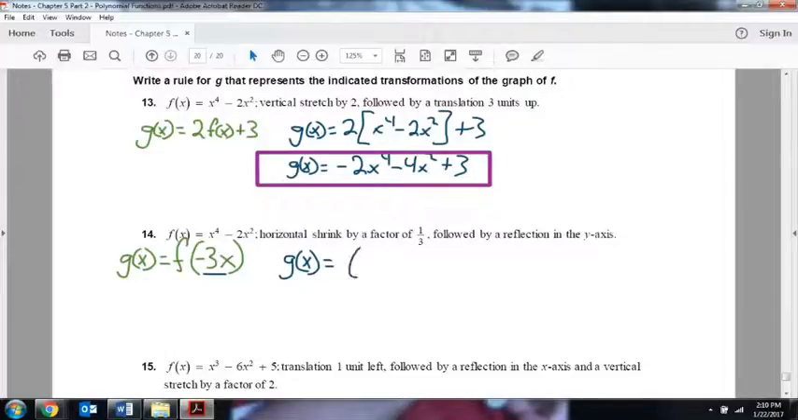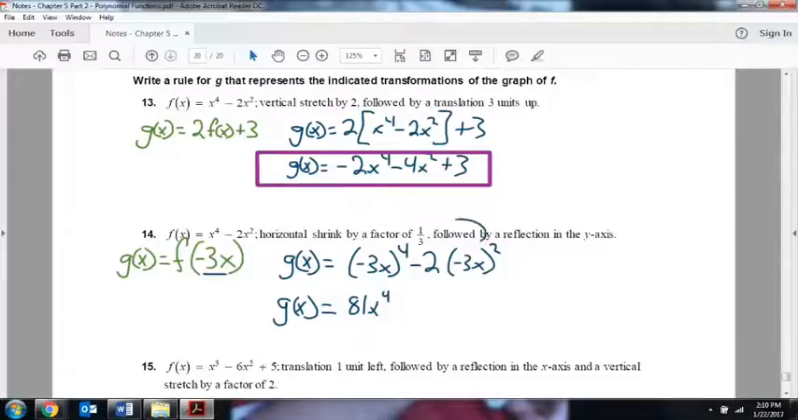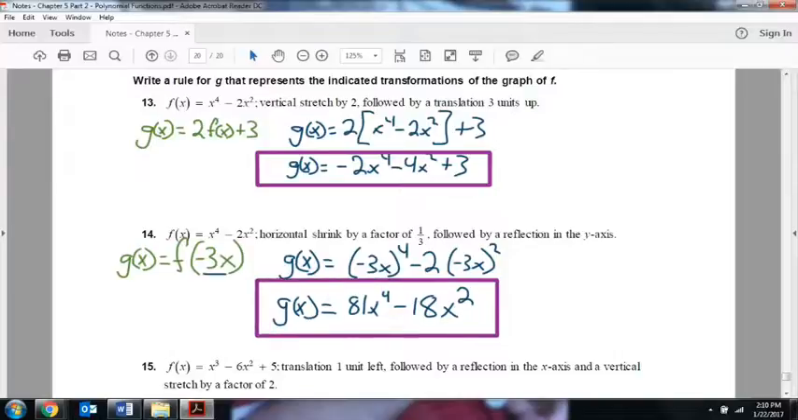So here we go. I've got negative 3x to the 4th minus 2 negative 3x squared. So g of x equals negative 3 to the 4th power, I think, is positive 81. Clear. 3 to the 4th is 81. So yep, that's 81x to the 4th. Negative 3 squared is a positive 9. Positive 9 times the negative 2 out front is a negative 18x squared. And there you go.